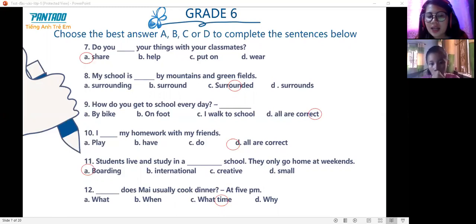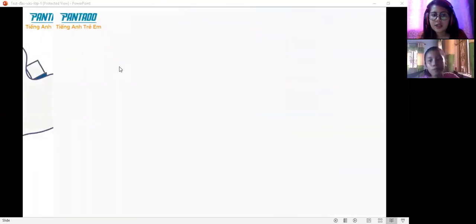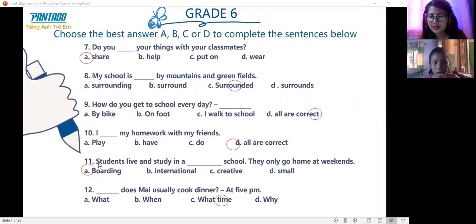Okay, number 11. Students live and study in a boarding school. They only go home at weekends. Okay, can you read number 11? Students study in a boarding school. They only go home at weekend. Very good.